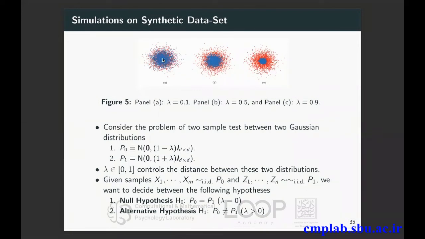Here, the hypothesis is that I have a bunch of observations from distribution P null, and a bunch of samples from distribution P1. Based on these observations, can I determine if these distributions are equal or different? My null hypothesis is lambda equal to 0. My alternative hypothesis is that lambda is bigger than 0.